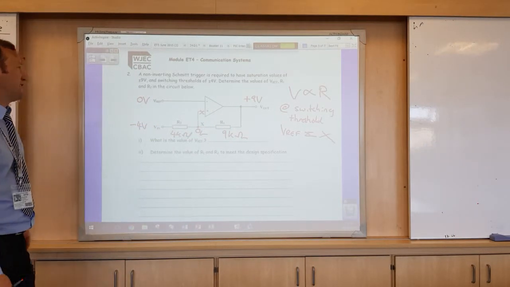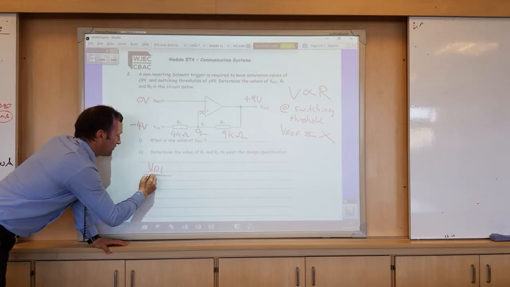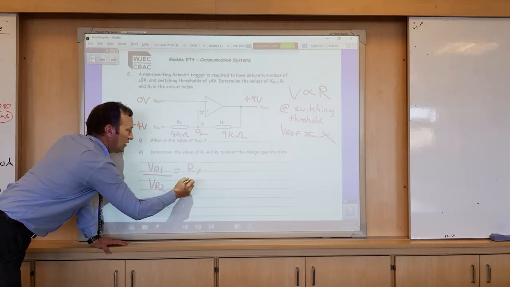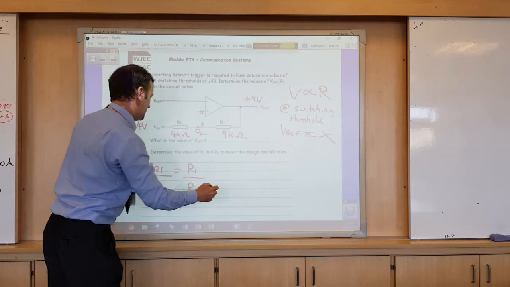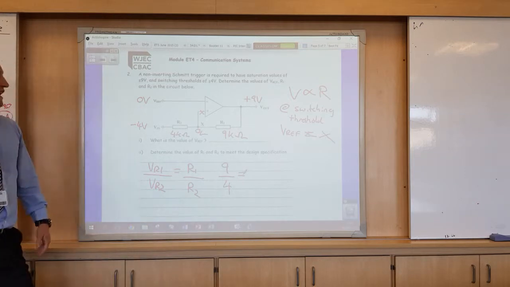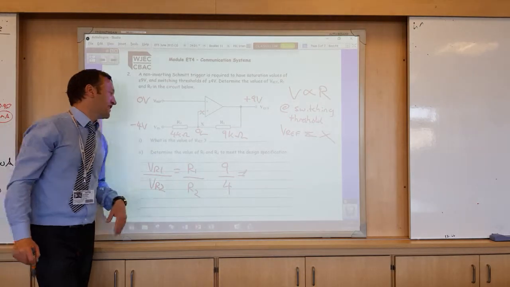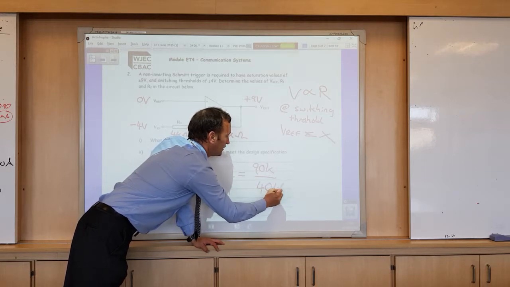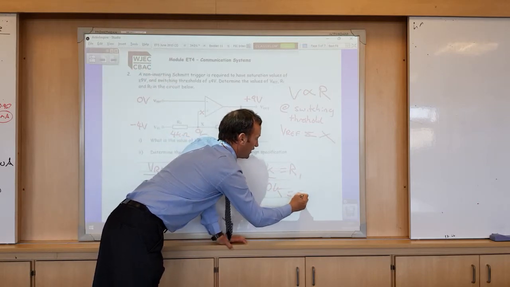So the way to write it is that the voltage over R1 divided by the voltage over R2 is equal to the value of R1 divided by the value of R2. So therefore, 9 over 4 equals, and we can either say 9k over 4k, because it's got to be kilo ohms, or else you won't get your marks, or you could say 90k, it doesn't matter what you do, as long as it's above. And that equals R1, and that equals R2.